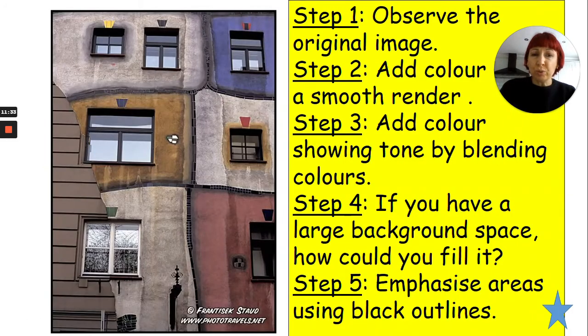And then if you can't do that, I'd like you to focus on accurate observations. I don't want to see any white space. If you think something's white, it's probably grey. It's not the same colour as your page. So be very careful with that. Step 5, if you want to emphasise areas using black outlines.